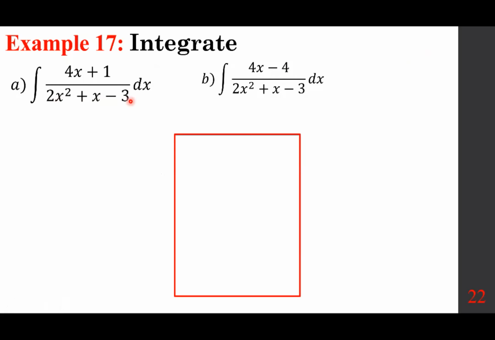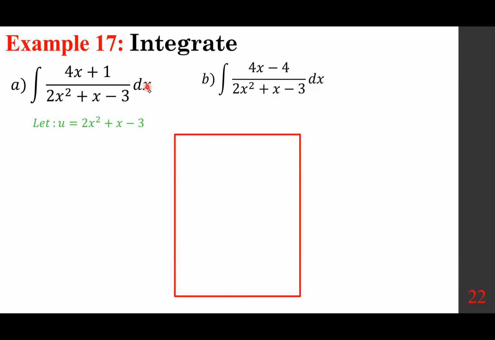And even if we can factor this, it makes no difference, because if we want to simplify this, we need a factor of 4x plus 1. Since this is 4, we can't make it happen. So let u be the denominator, which is 2x squared plus x minus 3. And du is 4x plus 1 times dx.